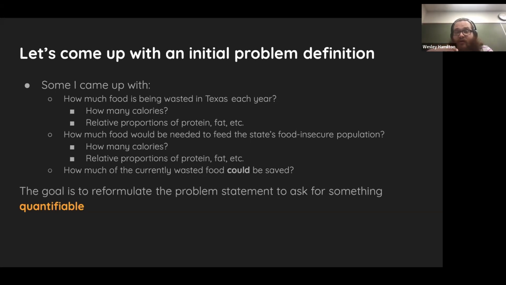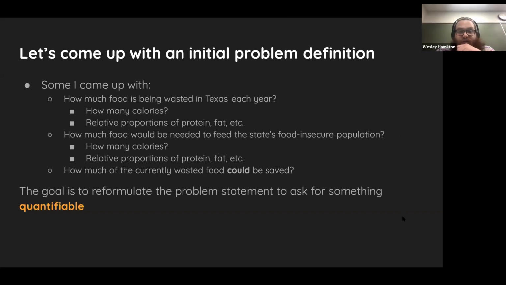Well, how much food is being wasted in Texas each year? How are we actually measuring that? One possibility is just, right, the caloric content of the food that's wasted. You might also want to split that up into different aspects like the vitamins and other nutrients, so like protein that's wasted, fat that's wasted, etc.